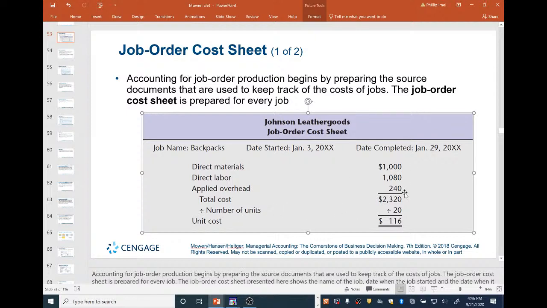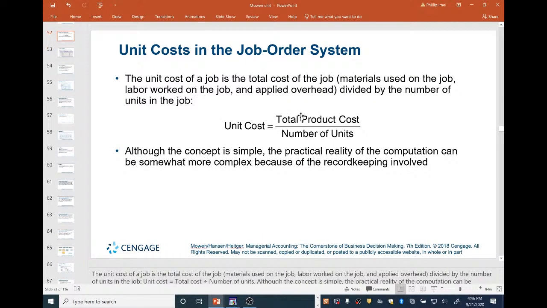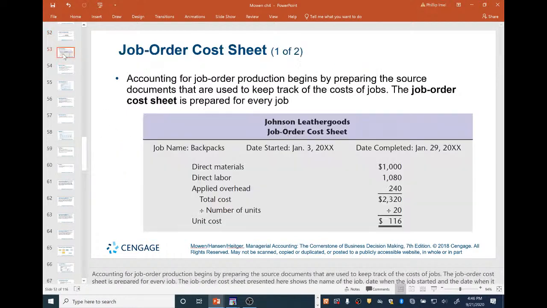So we add these together, we get the total cost, and then divided by the number of units will give us the unit cost. So it's the same thing as what we just talked about right here in the formula. Unit cost is total product cost divided by number of units. Obviously, total cost, once again, is your direct materials, direct labor, and your applied overhead in this case, because remember, we're using the normal cost. Does that make sense to everybody? Pretty straightforward on the job costing sheet, job order cost sheet.